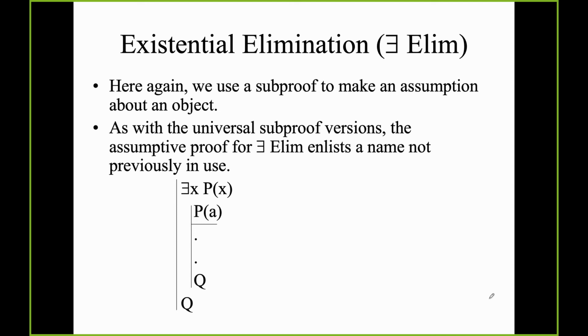Okay. Now, let's do a quick contrast between universal elim and existential elim so that I hope we can start to see why the elimination of the existential requires the subproof. And then let's look at our Fitch example or two.